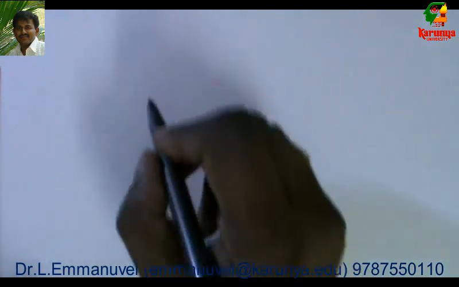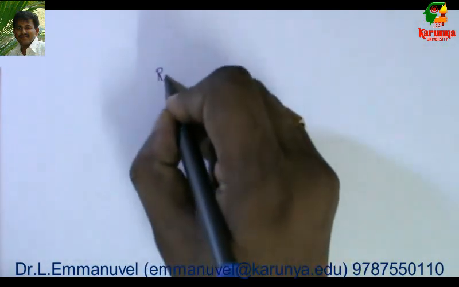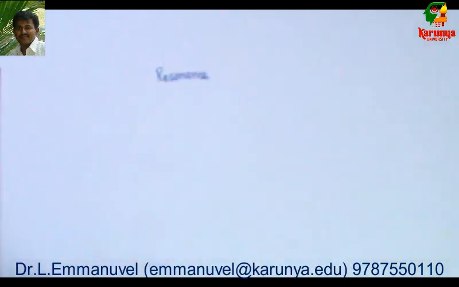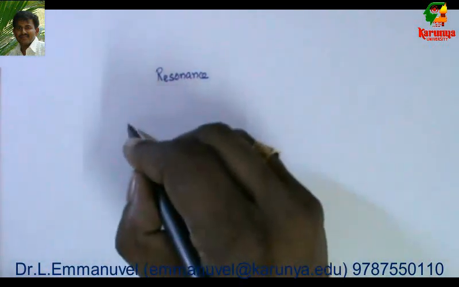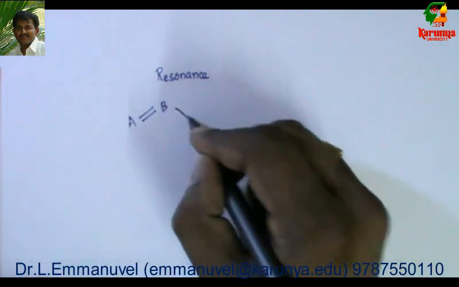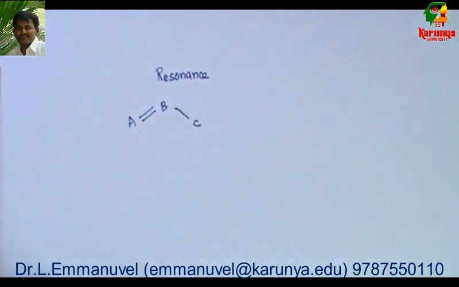There are two important concepts in organic chemistry which discuss the electronic property in the molecule. The first one is nothing but resonance. Consider three atoms like this. I have taken A, B, C.